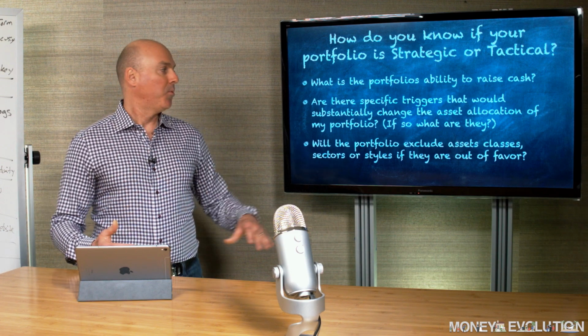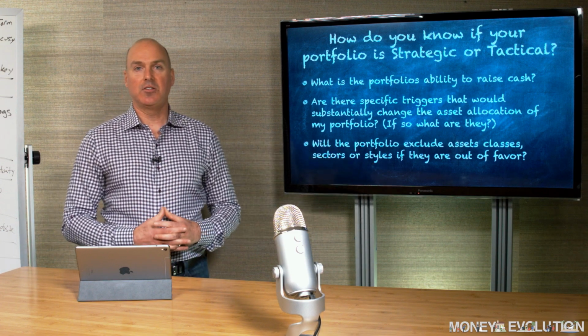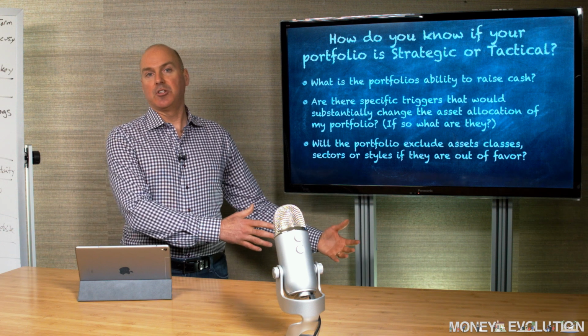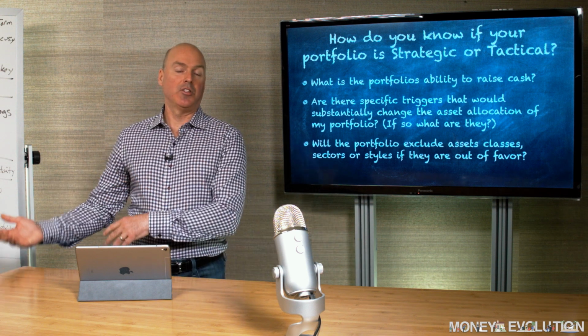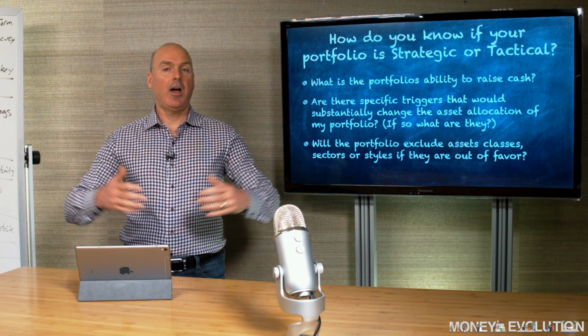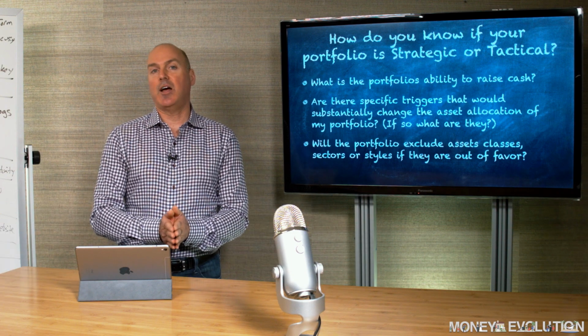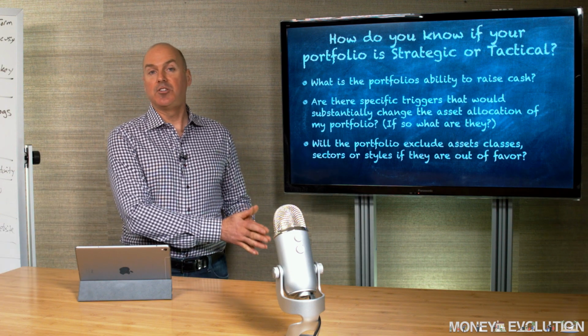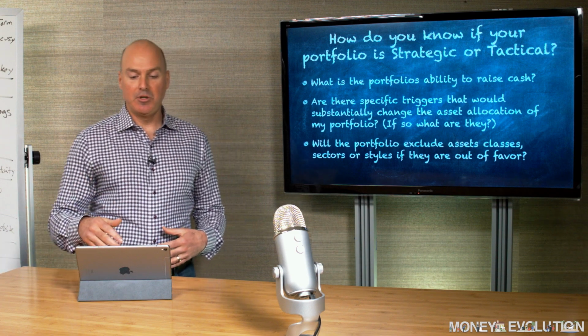And then, will the portfolio exclude certain asset classes? So certain areas of the market, as we just looked at, are doing very well. Other areas of the market are not doing well. Do you have that representation in all of those asset classes, or have you made a conscious decision to eliminate or drastically reduce some of those areas?